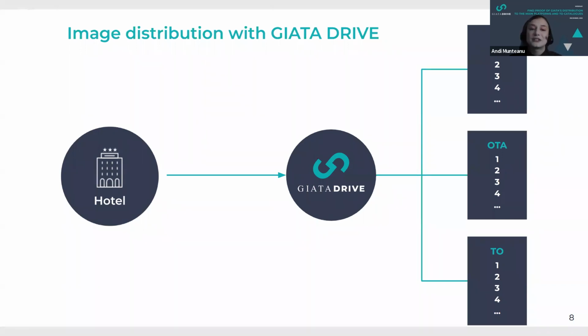By making the Drive content available to a larger portion of the market, GIATA helps you reach content parity among channels and therefore reduce your distribution risk, depending less on the market leaders.